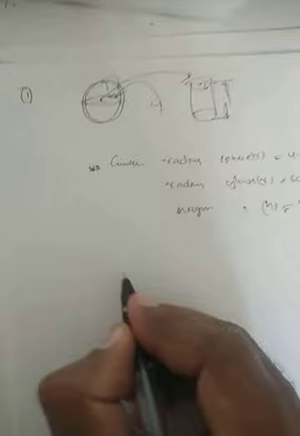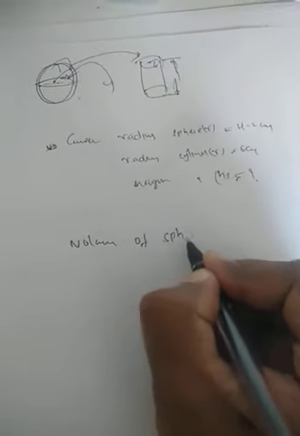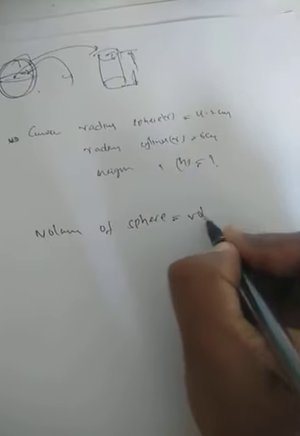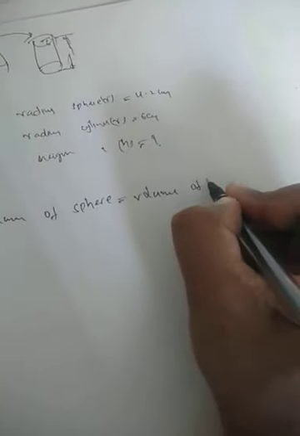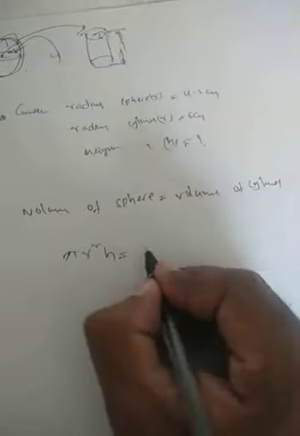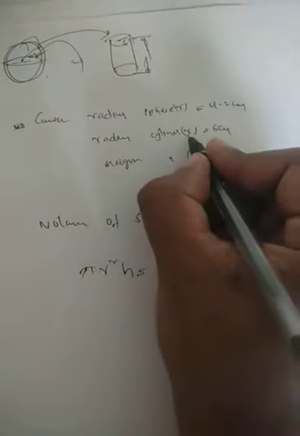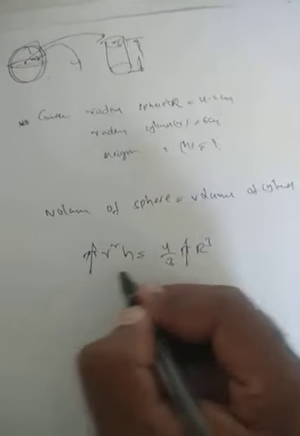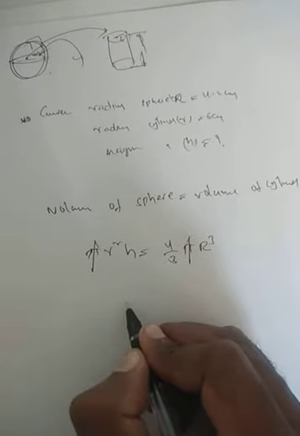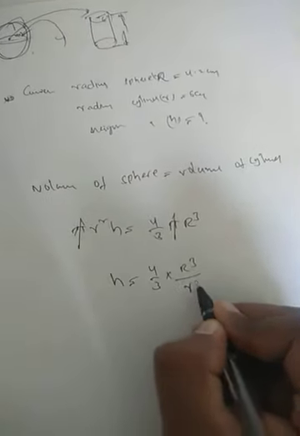So what is the principle? What is the major concept here? Volume of sphere is equal to volume of cylinder. First I am writing volume of cylinder: pi r square H is equal to volume of the sphere, 4 by 3 pi capital R cube. Let us take the radius of this sphere as capital R. So pi and pi will be cancelled. Now H is equal to 4 by 3 into R cube by r square.